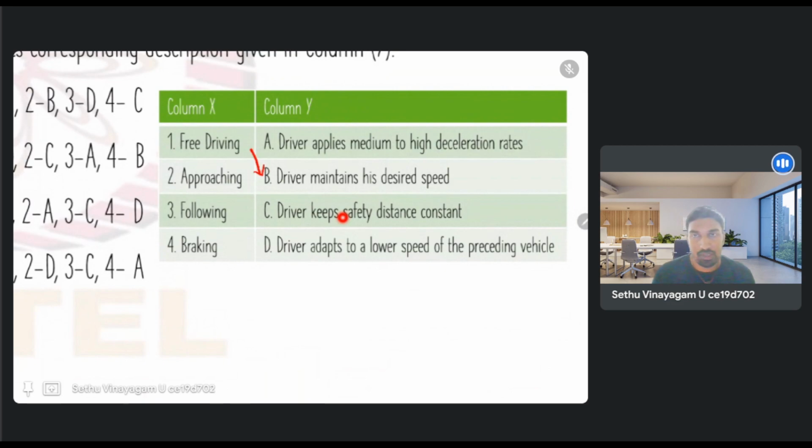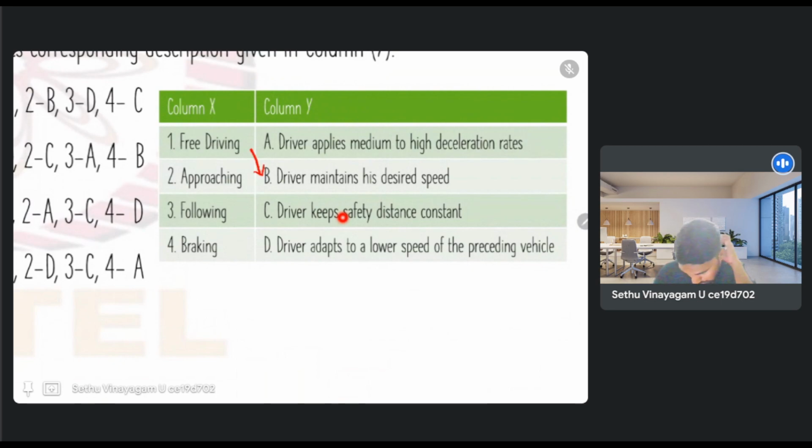So second is approaching. Approaching means the driver is approaching a vehicle, like a leader vehicle, who is traveling at a lower speed. Therefore, the driver has to slow down so that they are able to maintain a safe gap.